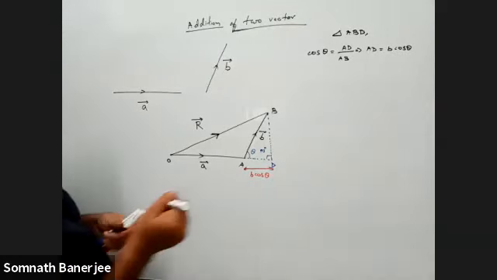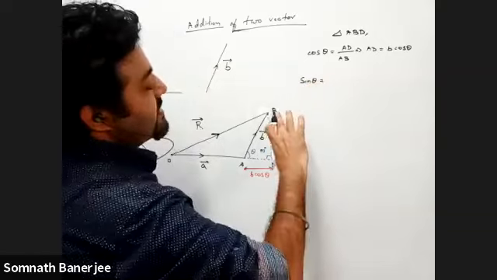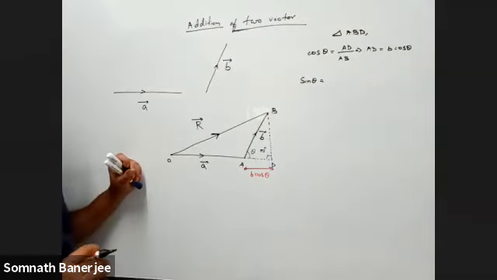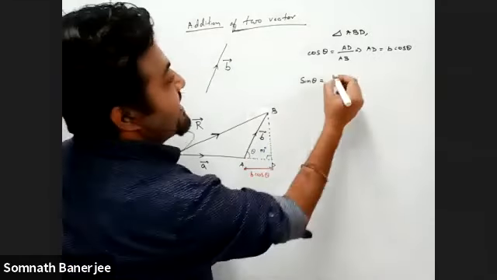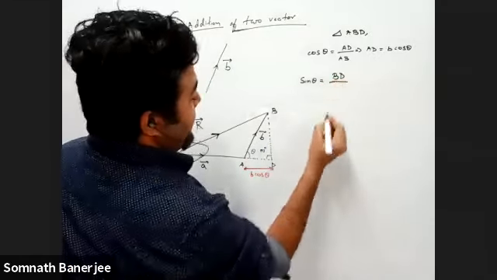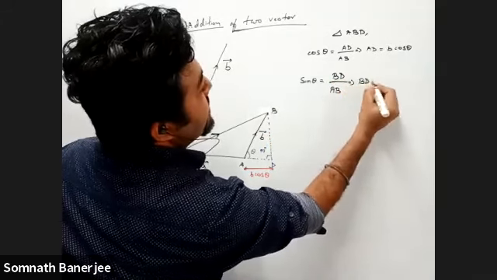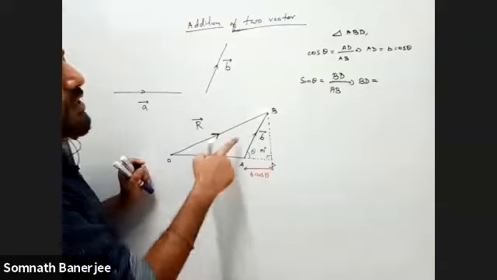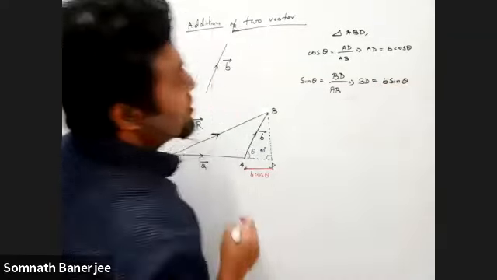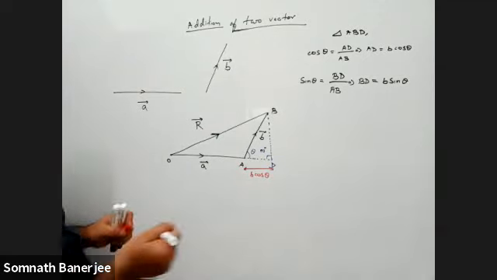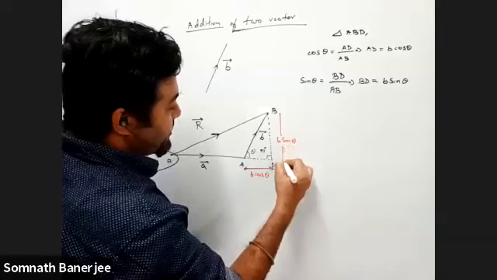Similarly, sin theta, that is perpendicular by hypotenuse. So BD by AB. So we can write BD equals AB. AB is how much? B. So we write B sin theta. So that means now we have B cos theta and this one is B sin theta.